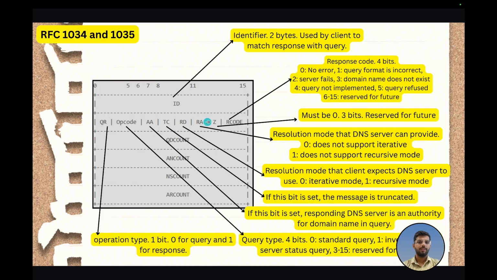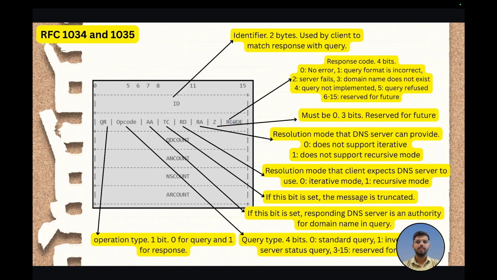RA means the resolution mode that the DNS server can provide. 0 here means it does not support recursive mode, and 1 means it supports recursive mode. That's how it is interpreted. Z is a reserved field. The length of this field is 3 bits and it is reserved for future use, which is why it must be 0.